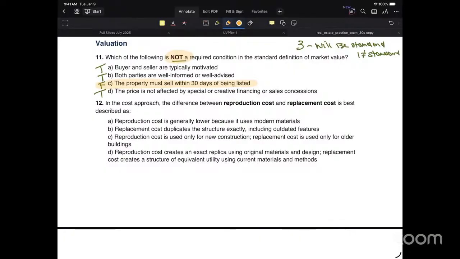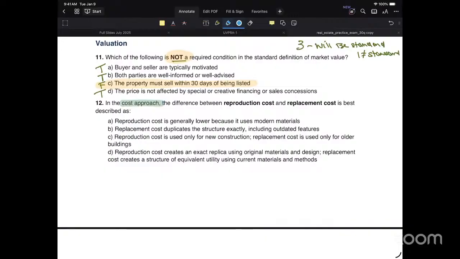All right, number 12. In the cost approach, let's choose a different color here. Let's do blue. In the cost approach, the difference between reproduction cost and replacement cost is best described as reproduction cost versus replacement cost. Well, hopefully you remember this part of your valuation.